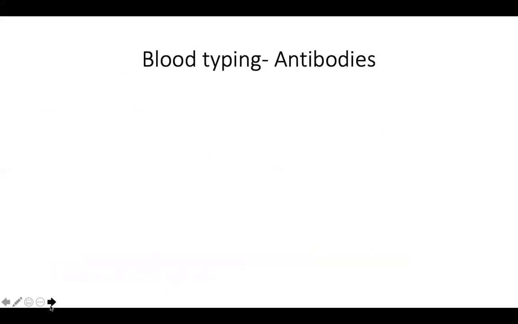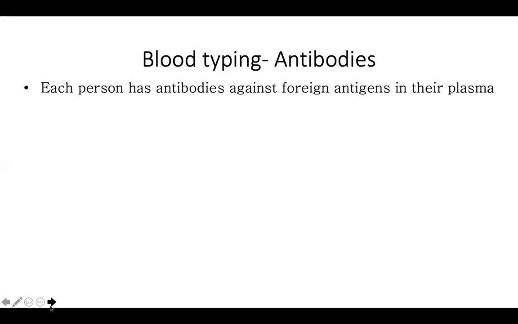Next, let's take a look at antibodies, which is the second component you need to be familiar with. Antibodies are found inside your plasma, and their goal is to identify any foreign antigens that are associated with your red blood cells. Upon identifying those antigens, they will trigger what we call an immune response. So antibodies are part of your immune system, or your lymphatic system, and their job is to identify components that are foreign or unknown to us and destroy them.